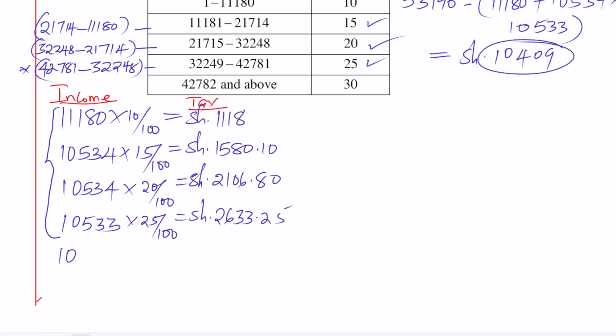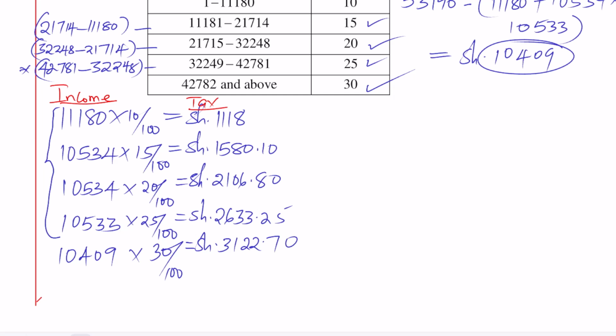So 10,409 times 30%, this will give a tax of 122 and 70 cents. Now we have taxed everything.